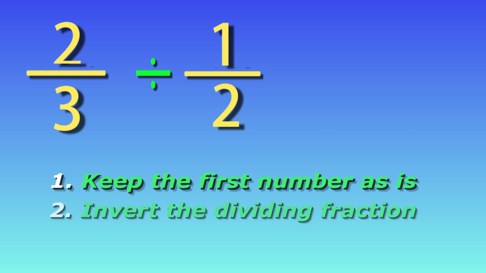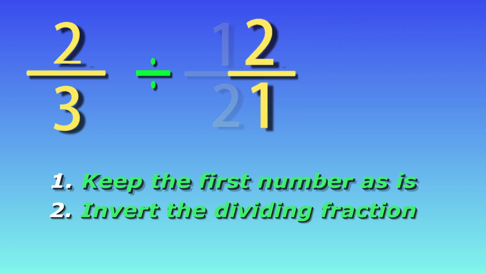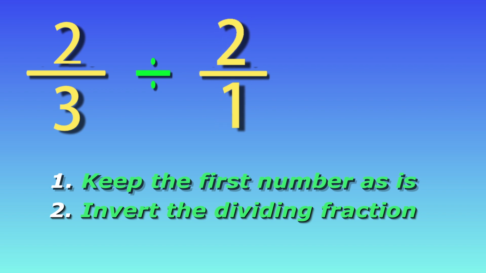For the second step, take the other fraction, the one we're trying to divide 2 over 3 by, that's 1 over 2, and invert it. What that means is that you flip the numerator and denominator so they swap positions. The numerator goes to the bottom and the denominator goes to the top, giving you a new fraction 2 over 1. This is the inverse of 1 over 2. It's also called the reciprocal of 1 over 2.